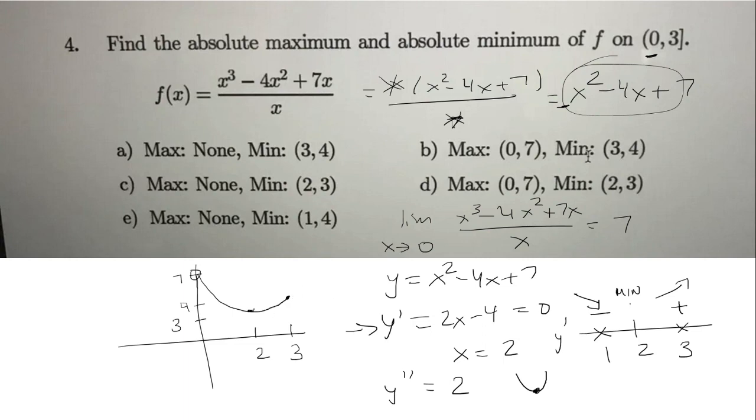Now, there is a minimum, like we said, at 2 comma 3, so that should eliminate most of these answers. So we have C or D. Notice there is no absolute maximum, because technically it would have to be like 6.9999 repeating, but you never actually reach 7. So there is no maximum. Therefore, the answer is C.